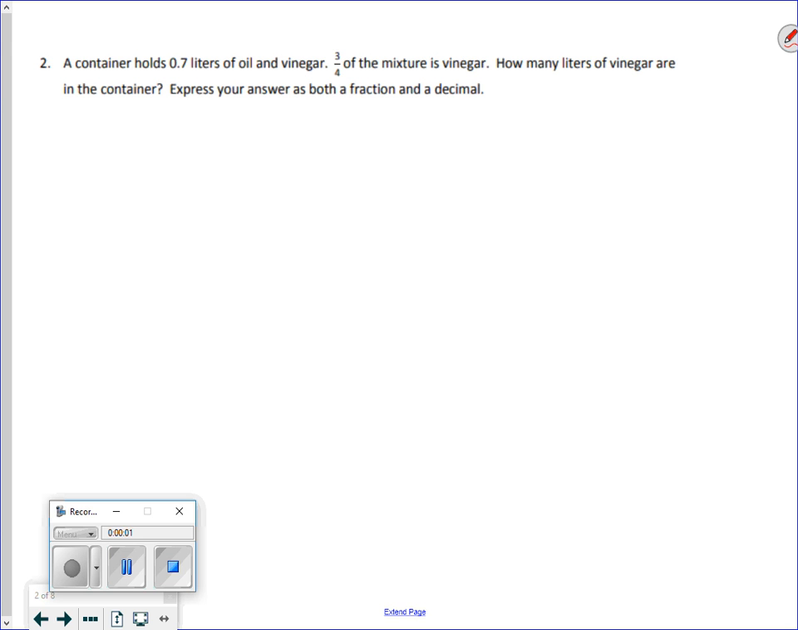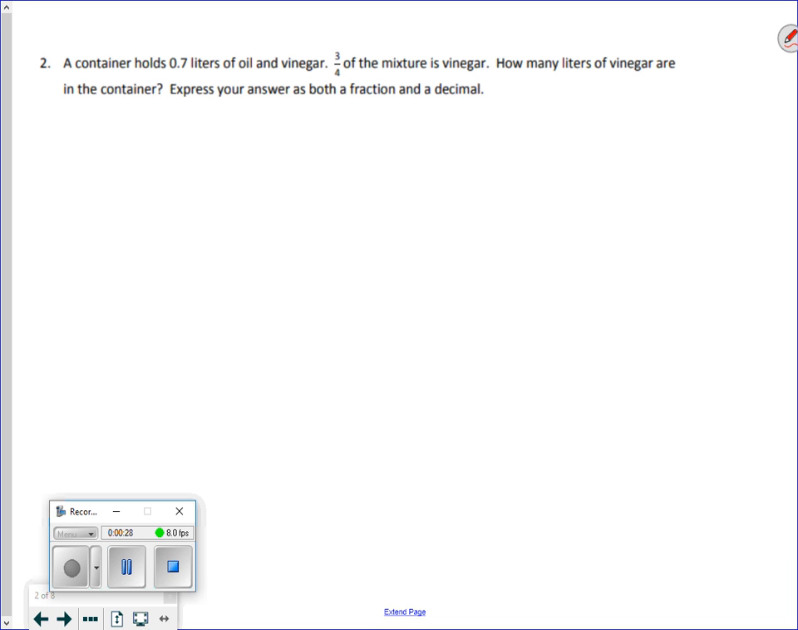A container holds 7/10 liters of oil and vinegar. 3/4 of the mixture is vinegar. How many liters of vinegar are in the container? Express your answer as both a fraction and a decimal. See, it'll tell you in the question how it wants you to put the answer.